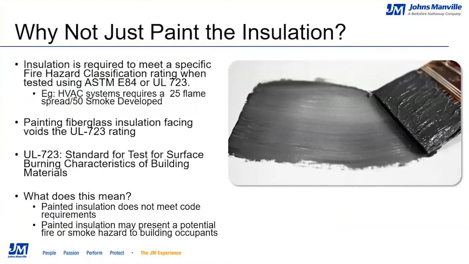These test standards outline the procedures for evaluating surface burning characteristics of products. Insulation materials are not tested with any sort of paint on the facing. As a result, painting fiberglass insulation facing could void the UL 723 rating, and as a result, painted insulation may not actually meet building code requirements. In a worst-case scenario, painted insulation may even present a potential fire or smoke hazard to building occupants.